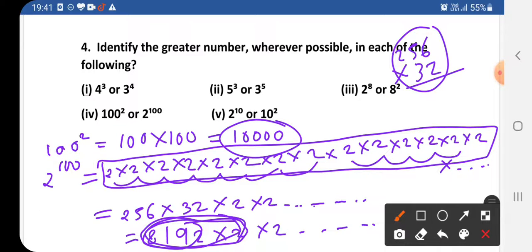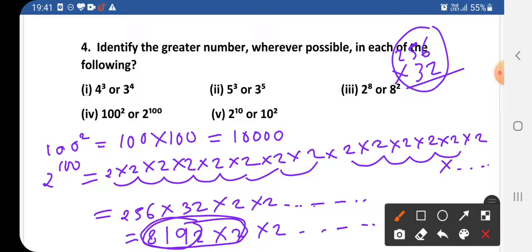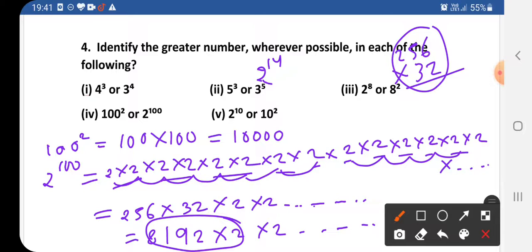So here you will write, what is the power of 2 here? It is 1, 2, 3, 4, 5, 6, 7, 8, 9, 10, 11, 12, 13. 2 to the power 13 is equal to 8192, and if you multiply it with 2, meaning 2 to the power 14, it is greater than 10,000. Obviously, because multiplying once more by 2 makes it more than 10,000. Therefore, 100 square is less than 2 to the power 100.